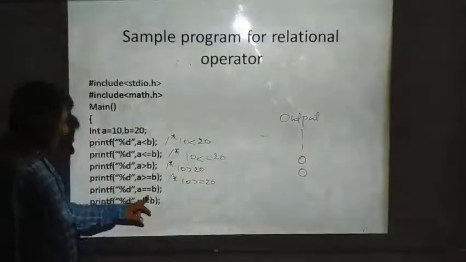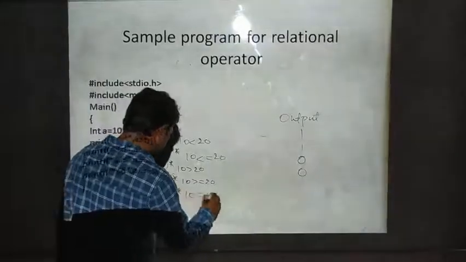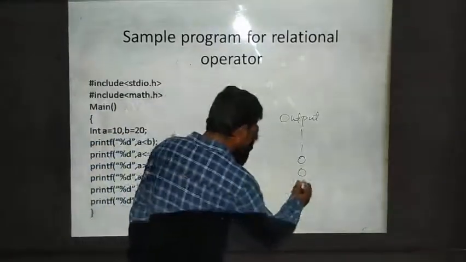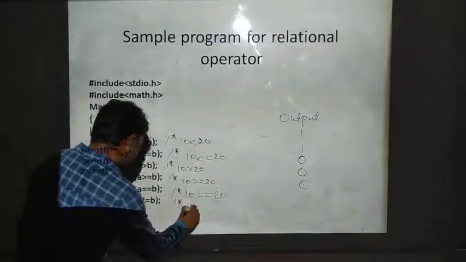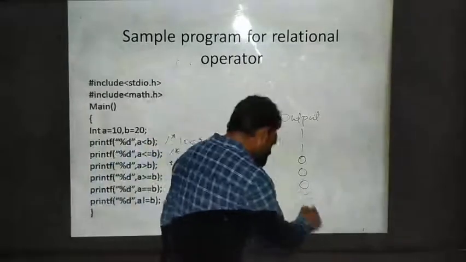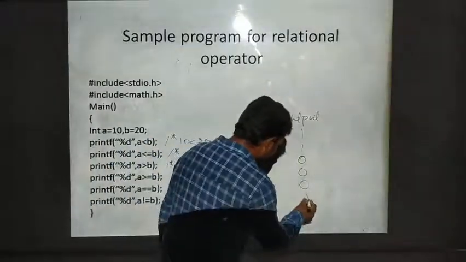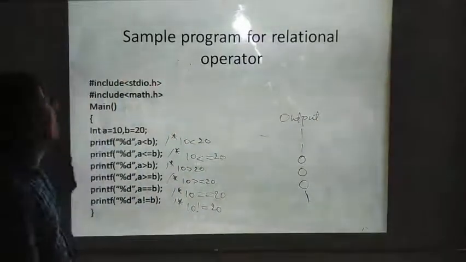Next, a is equal to b. 10 is equal to 20? No, it is also false. 10 not equal to 20? Yes, it is not equal to 20, so it is true. It will be printed as 1. This is the program regarding relational operators.